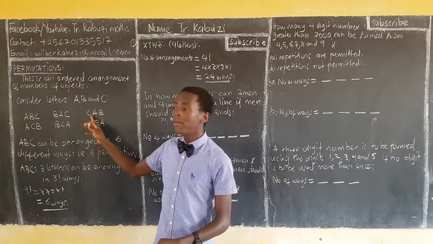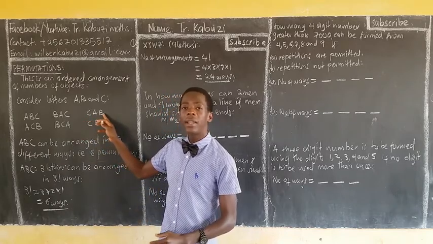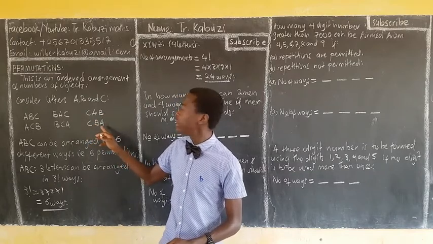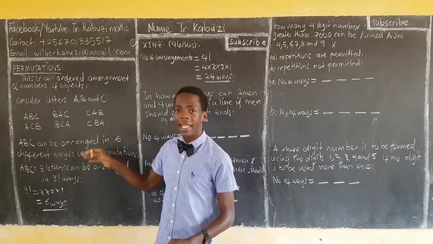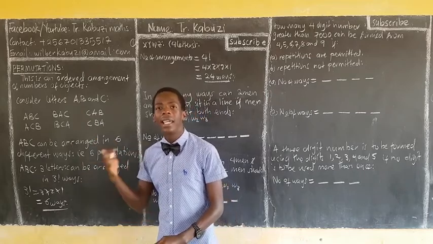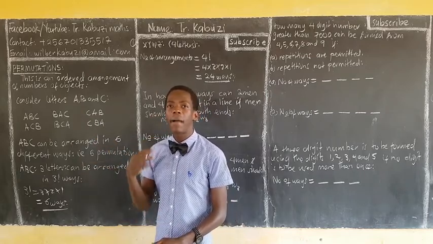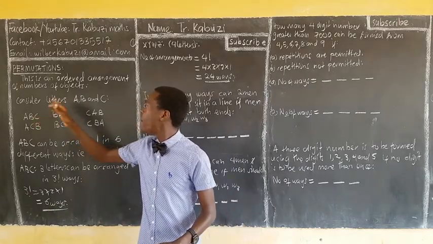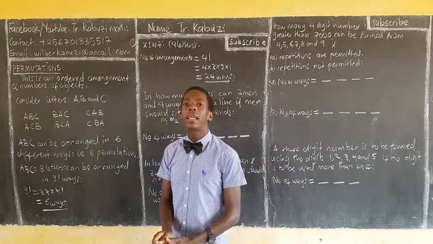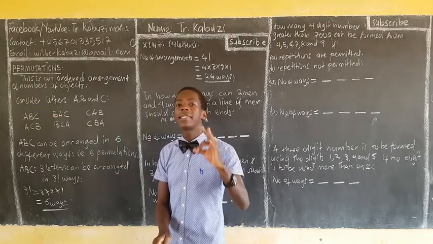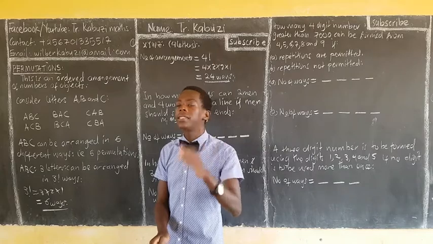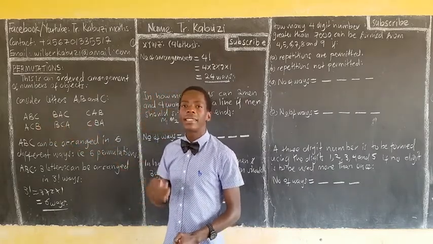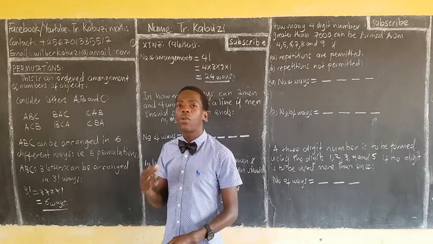So when I change the arrangement now to CAB, this one is a different permutation, and then CBA is a different permutation. So here I have AB, I have BA. The order has changed, hence that's a different permutation from this. Now, from ABC we can make 6 arrangements different from each other. So 1, 2, 3, 4, 5, 6. So these 6 arrangements are what we call permutations.